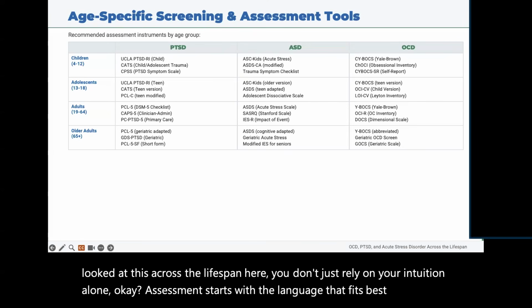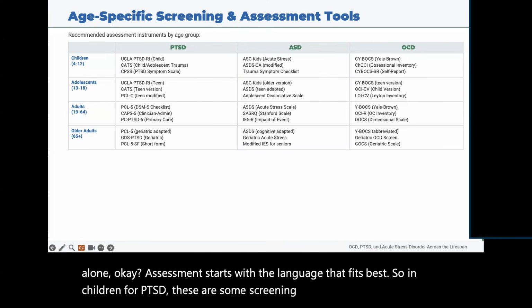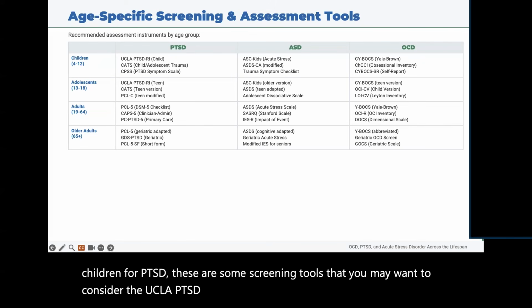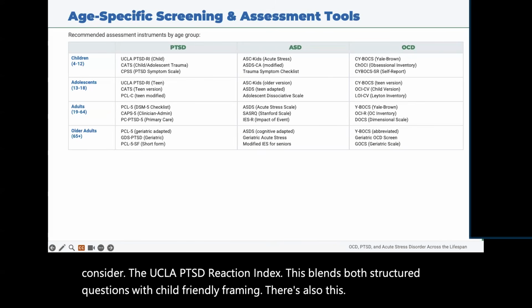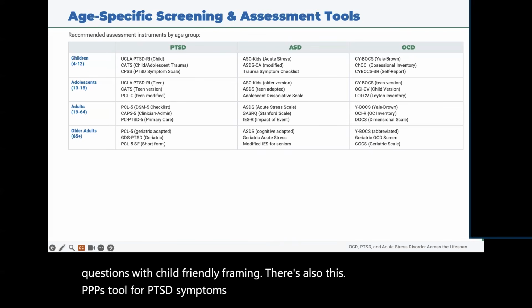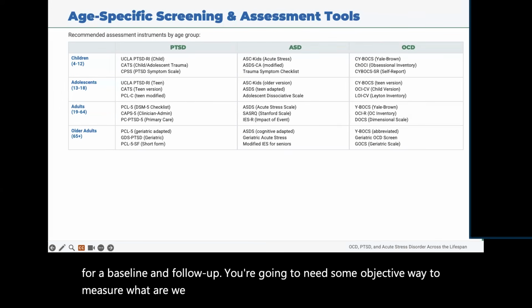So in children, for PTSD, these are some screening tools that you may want to consider. The UCLA PTSD Reaction Index. This blends both structured questions with child-friendly framing. There's also this CPSS tool for PTSD symptoms. This will quantify the frequency and distress for a baseline and follow-up. You're going to need some objective way to measure what are we treating and are we making progress. And these tools can be helpful.